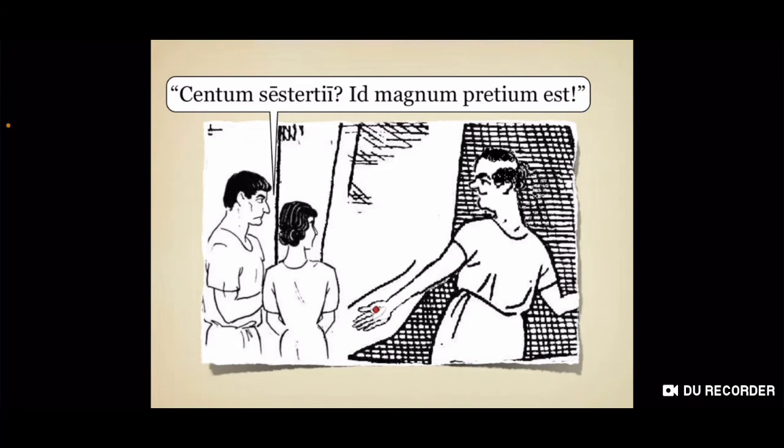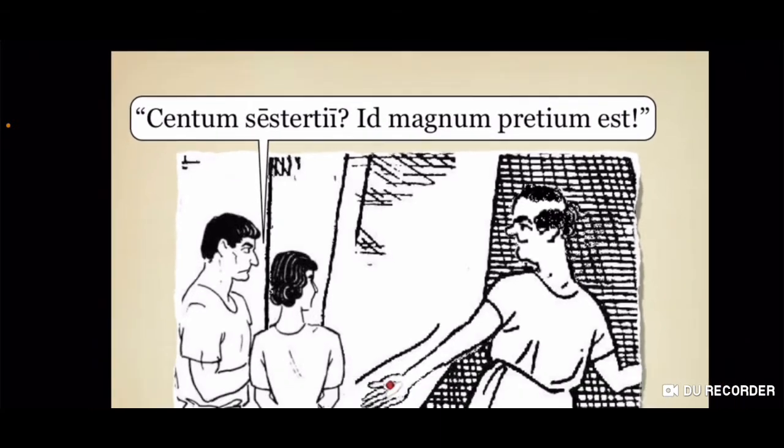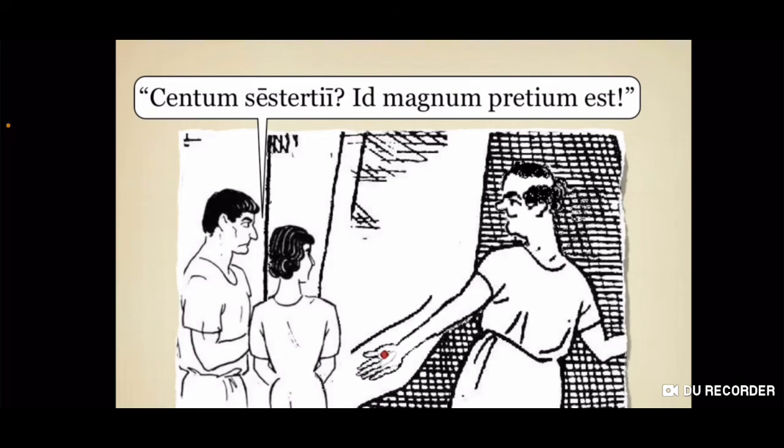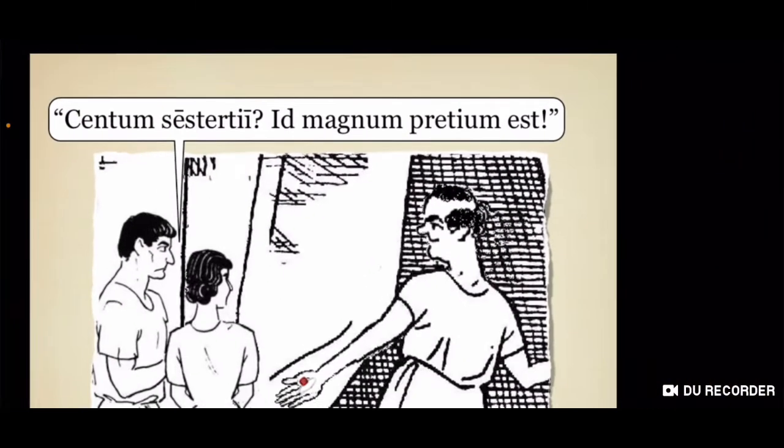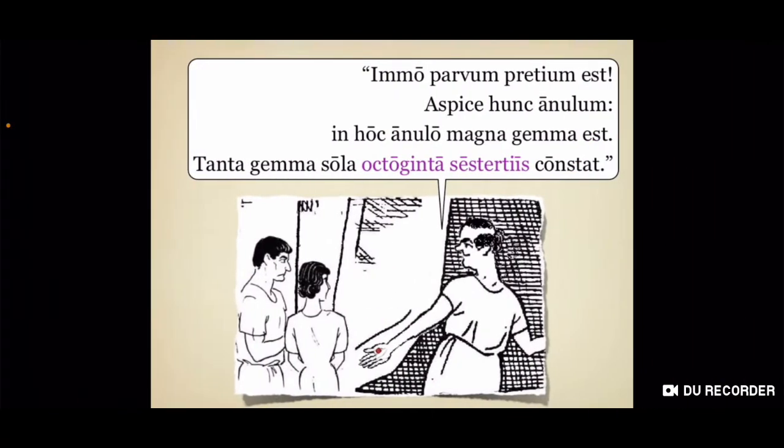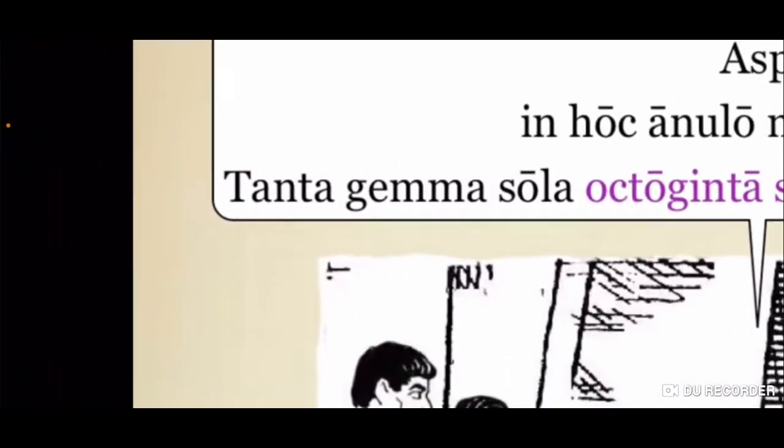Centum sestertii, says Medus, id magnum pretium est. That price is large. That's a large price. Id, that's. Pretium, price, new word. Albinus said, Imo, parum pretium est, aspice hunc annulum. Look at this ring. In this ring is a big jewel. Tanta, a new word that's like saying how much or how big, how large.